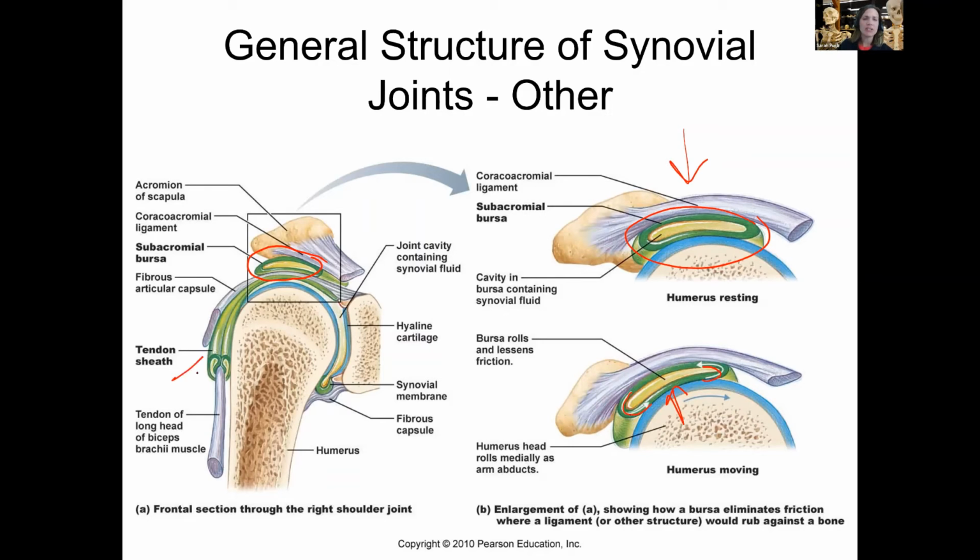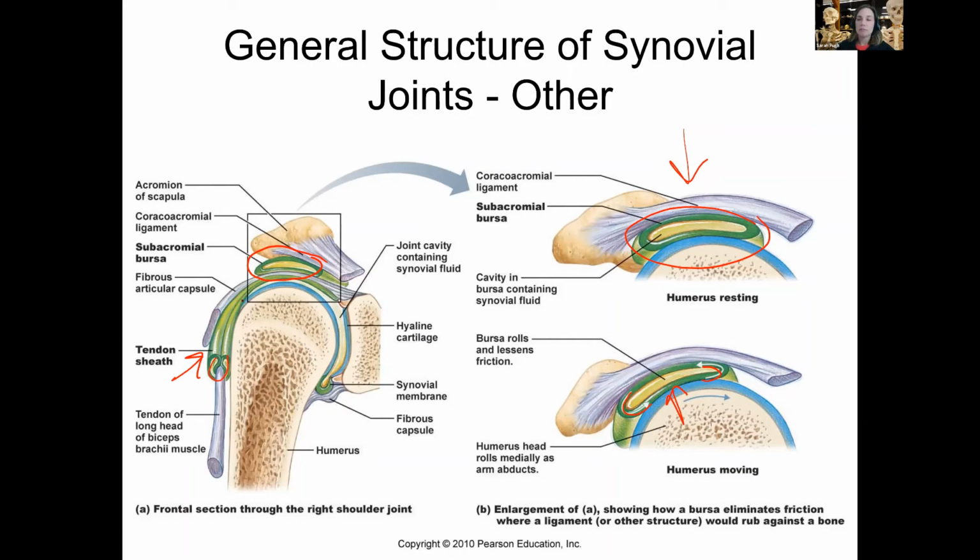Now a tendon sheath is very similar. You can see one here. It's a bursa that they flattened out, and it wraps all the way around a tendon. It's doing the same thing, reducing friction. But in this case, a tendon sheath will reduce friction all along the length of that tendon.